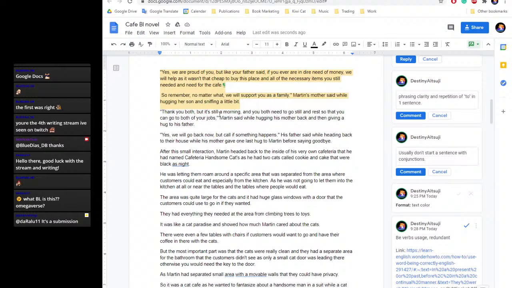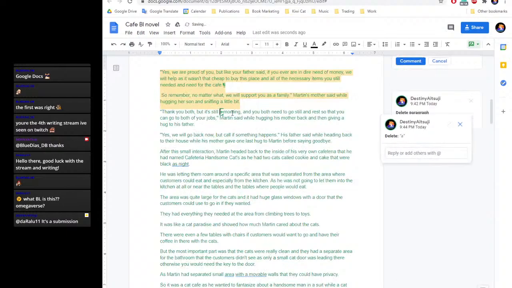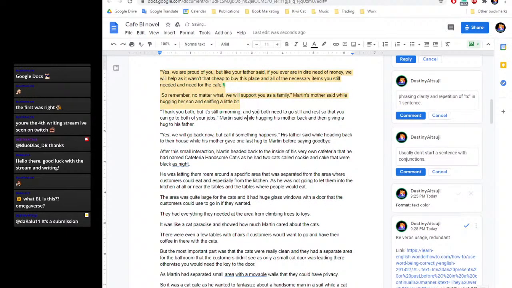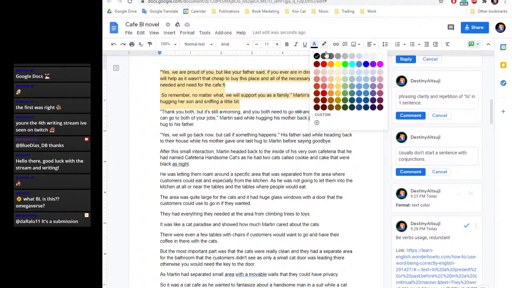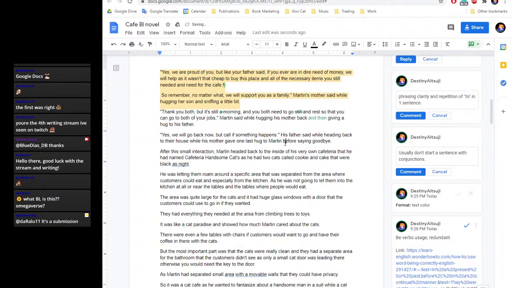"Okay, so thank you both, but it's still morning, and you both need to go and rest so that you can go to both of your jobs." Well, I think the writer is not a native English speaker. The phrasing is weird, but I get the message. "Hugging his mother back and then giving a hug back to his father." I will highlight this. There are better ways to phrase it, basically.